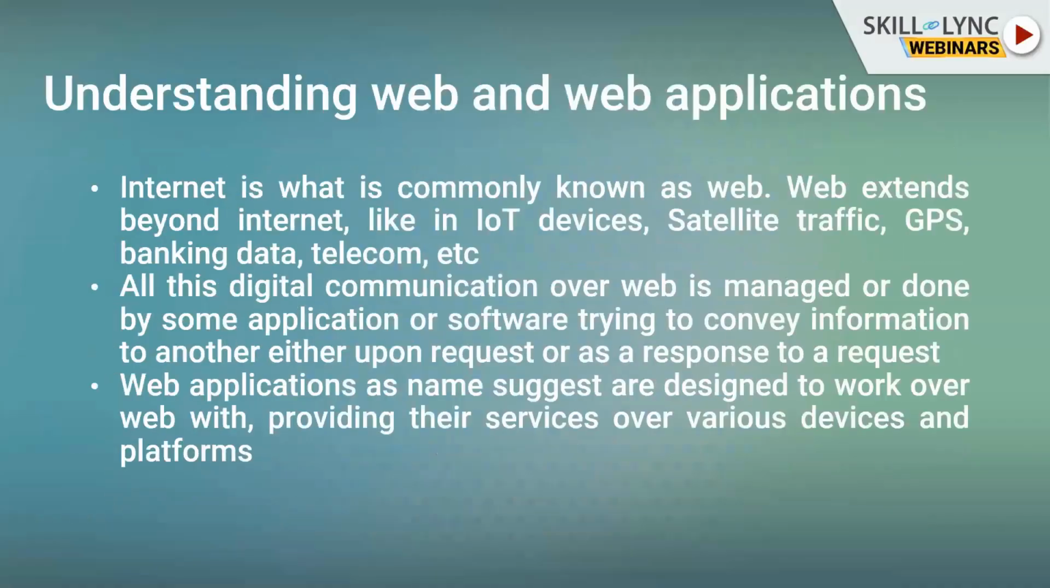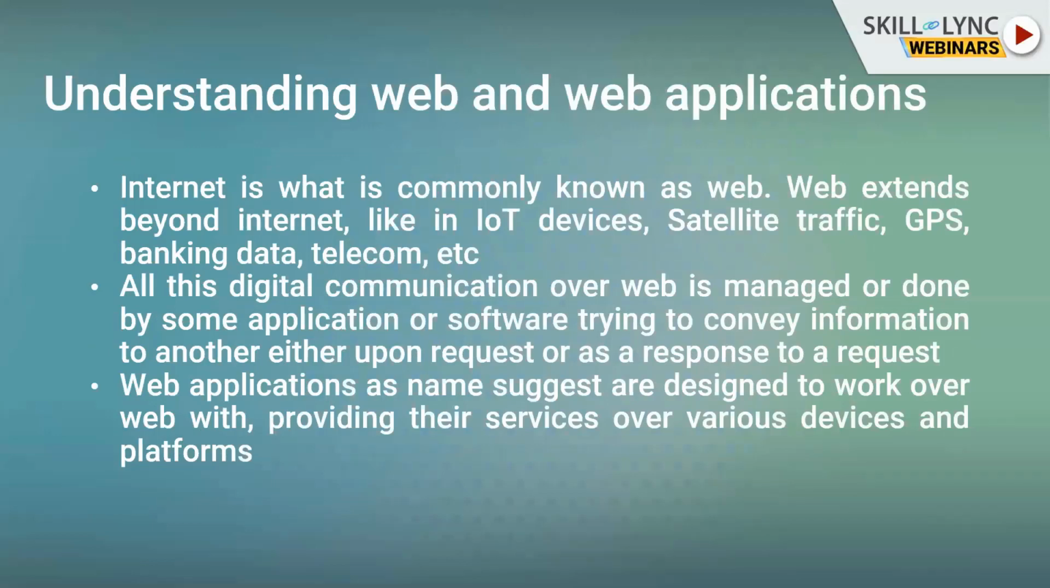So the internet, as I already told you, is what we commonly know as the web. The internet is critical for handling your web applications. The internet comprises all your IoT devices, satellite traffic, GPS, banking data, telecom data, you name it. Anything that functions today uses the internet. Even your mobile phone, the video calls and audio calls that you have over your phone, or if not your phone directly, let's say your Wi-Fi routers, everything is using the internet these days. So this is all digital.